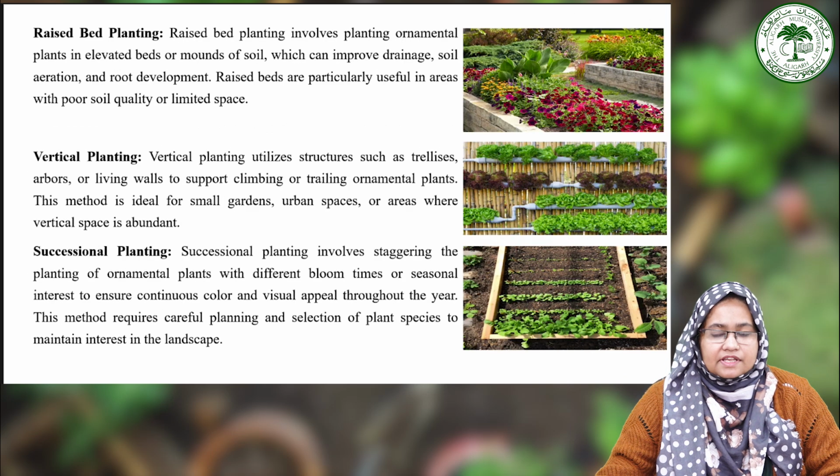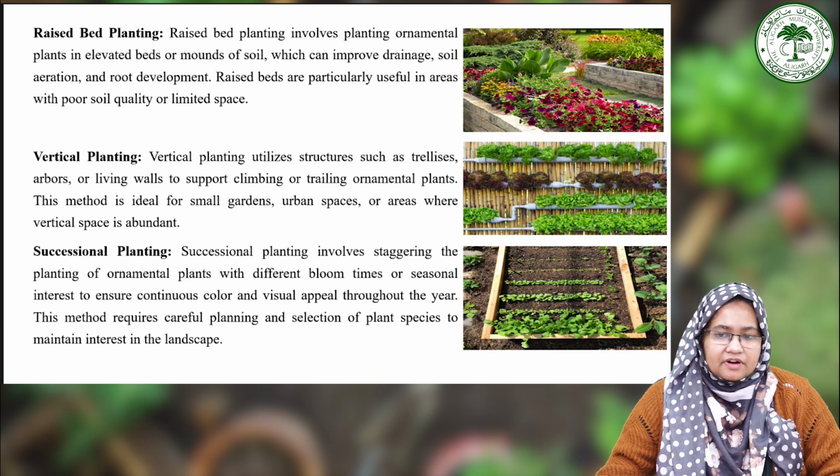Then the next type is raised bed planting. Raised bed planting involves planting ornamental plants in elevated beds or mounds of soil, which can improve drainage, soil aeration and root development. Raised beds are particularly useful in areas with poor soil quality or limited space. They also offer better control over soil composition and temperature, making them ideal for growing a wide variety of ornamental plants. In this image, we can see raised bed planting of the ornamental plants.